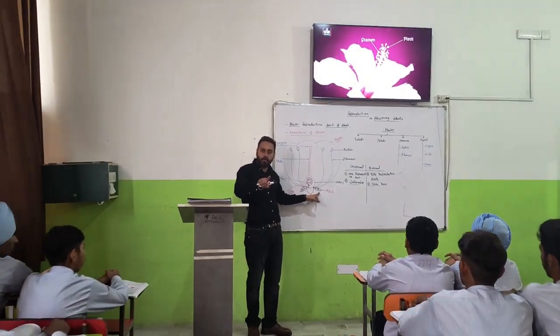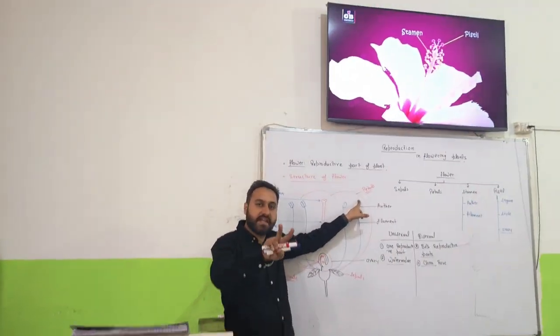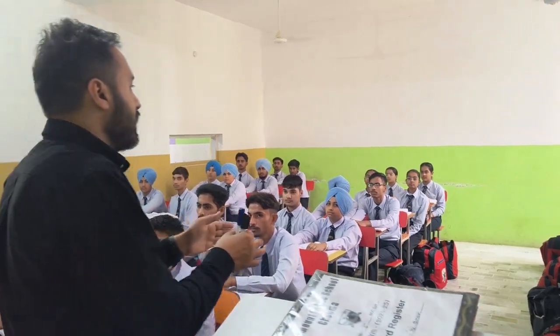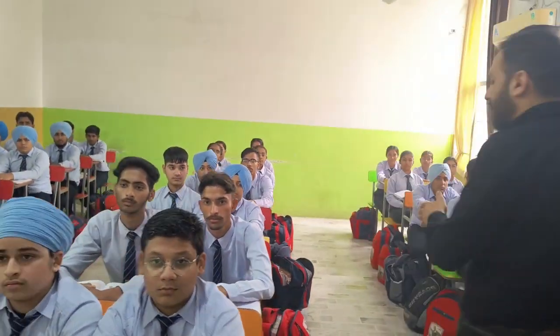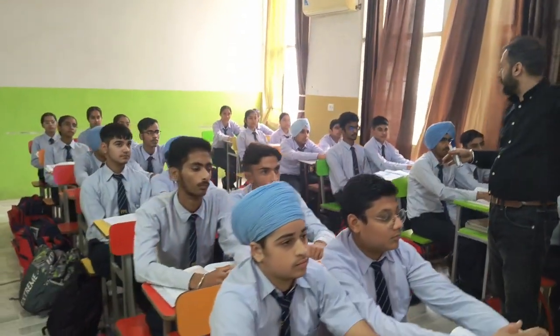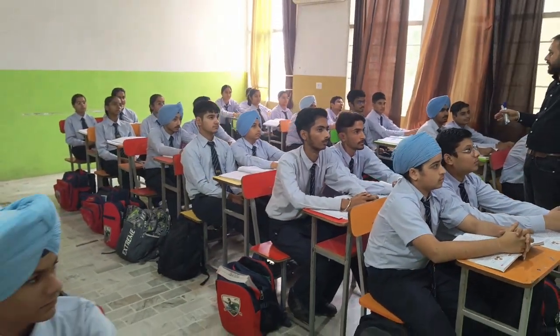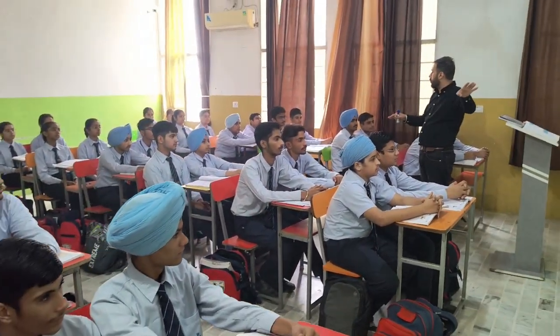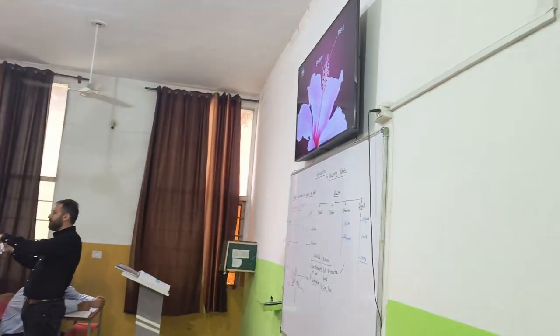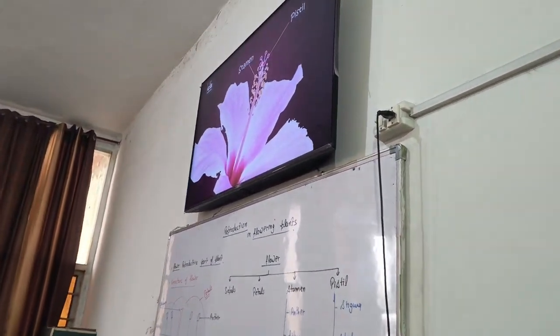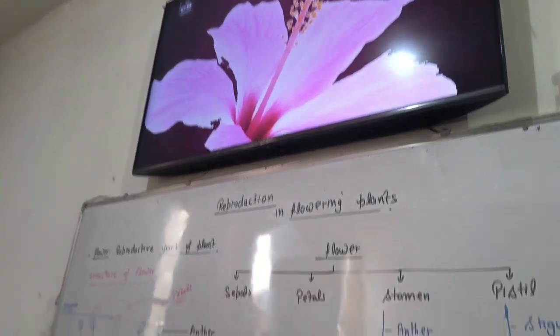Sepals are the outermost part. Petals are second outermost. This is the male reproductive part of the flower. Clear? And the pistil, that we can see, that is the female reproductive part. That includes stigma, style and ovule. And the ovule later on becomes fruit. And the ovule in the ovule becomes seed.